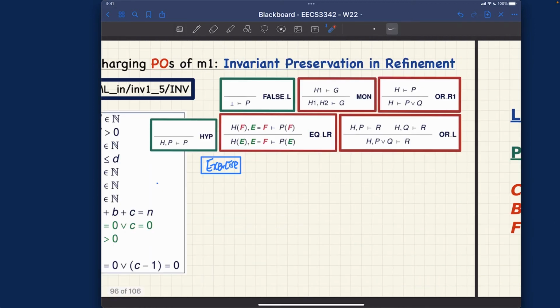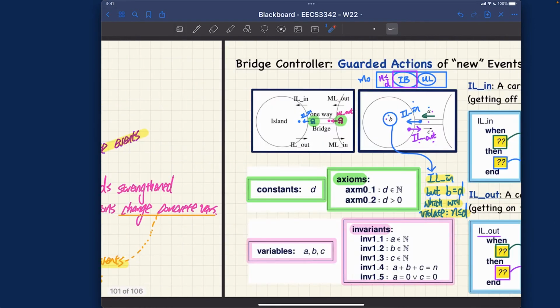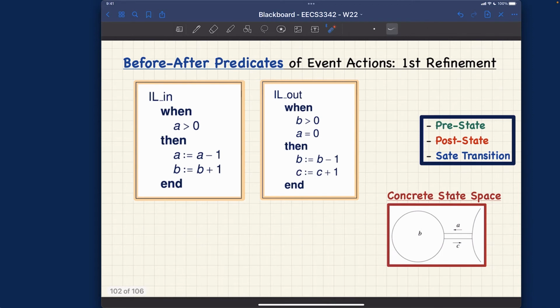Let me go back here. That's one thing I'd like to point out. And here we got two actions over here. We also got two actions over here. That's why I said multiple actions on the slides. And the before-after predicate will be just the same as before. Let's just do some exercise together.